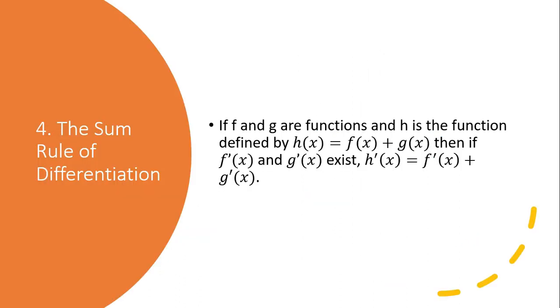Number 4, we have the sum rule of differentiation. Ano ba ang sinasabi niya? If f and g are functions, and h is the function defined by h of x equals f of x plus g of x, then if f prime of x and g prime of x exist, h prime of x is equal to the sum of the derivatives of f and g. Example, number 1. For example, you are given y is equal to x squared minus 3x cubed plus 2.